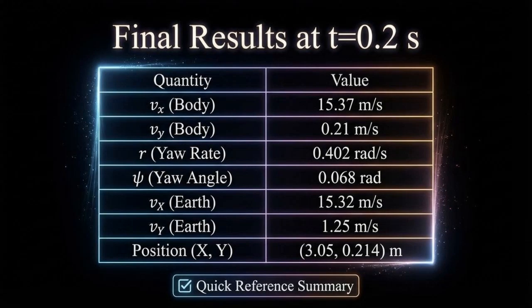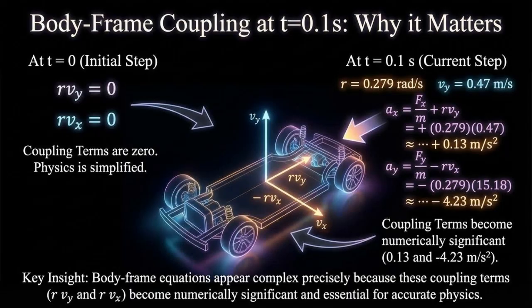This table summarizes the vehicle state after 0.2 seconds, providing a compact reference for all computed states. We will answer the question, why coupling terms now dominate? At time t equals 0, both yaw rate and lateral velocity were 0, so the coupling terms r times Vy and r times Vx contributed nothing.